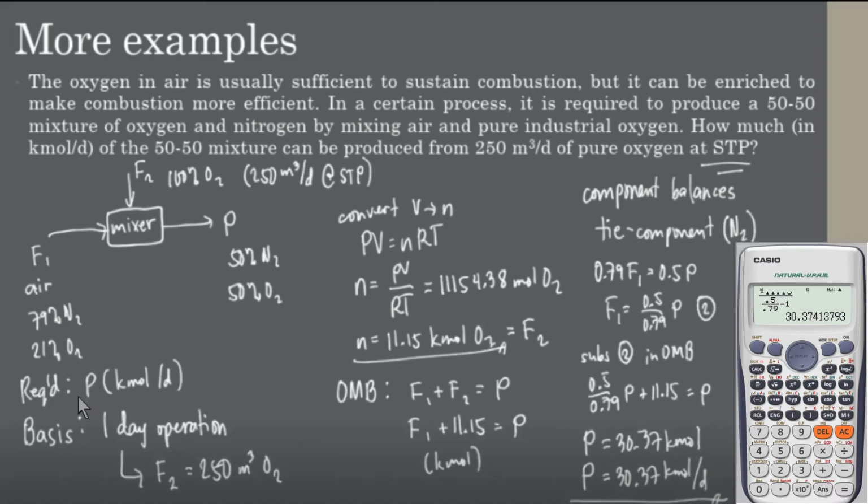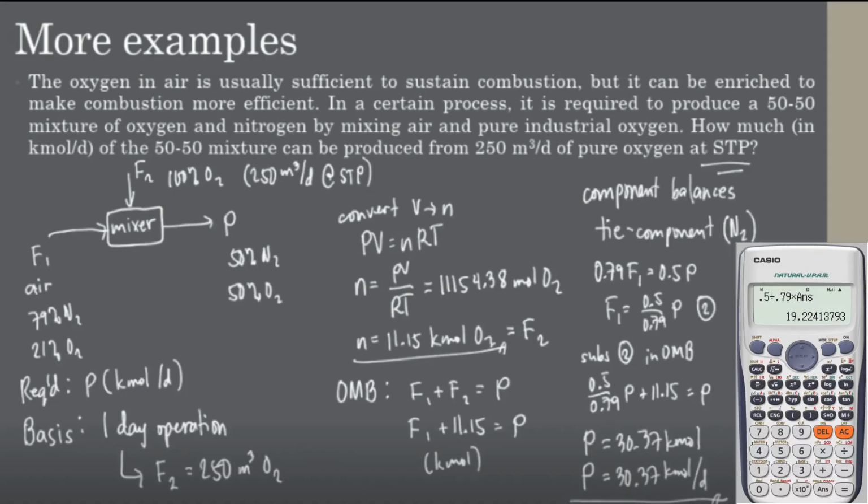The problem only asks for the molar flow rate of the product, but if you want, you can also determine the molar flow rate of stream F1, which is one of our feed streams. You can use equation number 2, that is 0.5 divided by 0.79 times P, 30.37. F1 is 19.22 kilomoles per day.